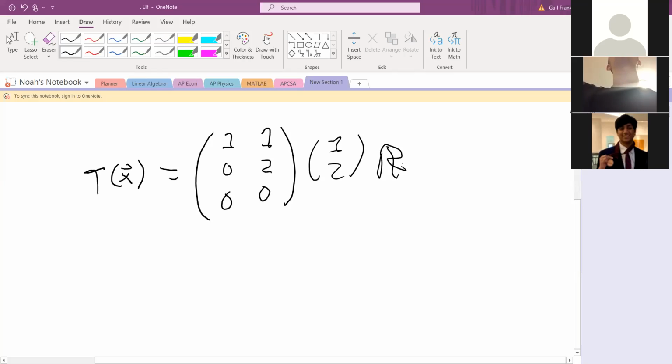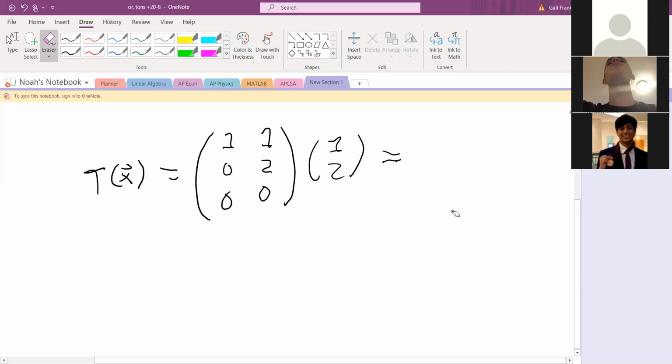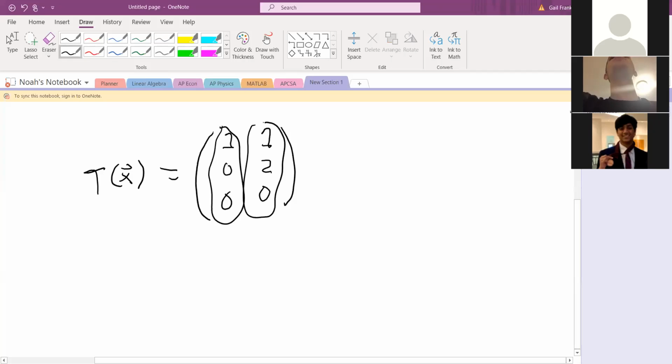The domain is R2. And then after the product, you'll get 3, 4, and 0. And so this is your codomain. R3 is your codomain. You have 3 entries in this vector. And then what would be the range? The range would just be the span of these 2 columns, the span of these 2 vectors that make up the columns of the matrix. Does that make sense? Yeah, it does. Thank you.